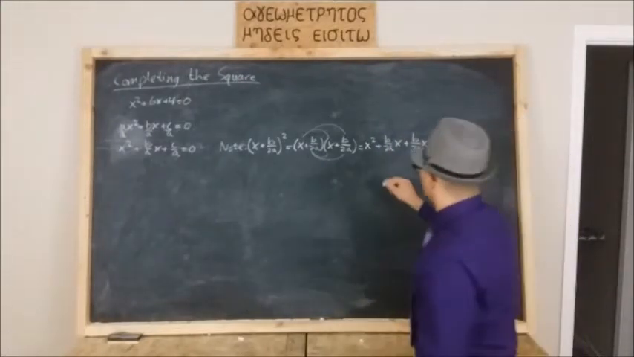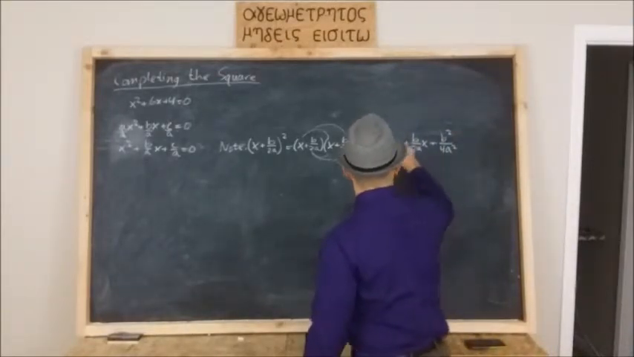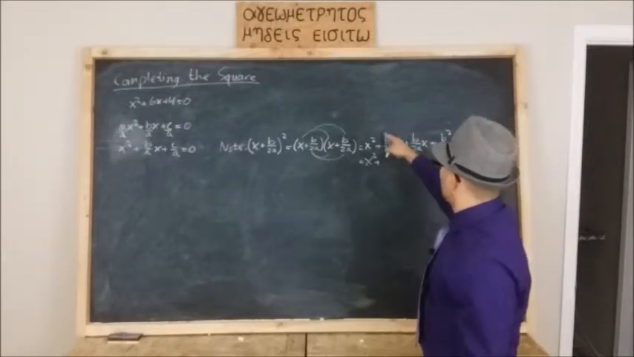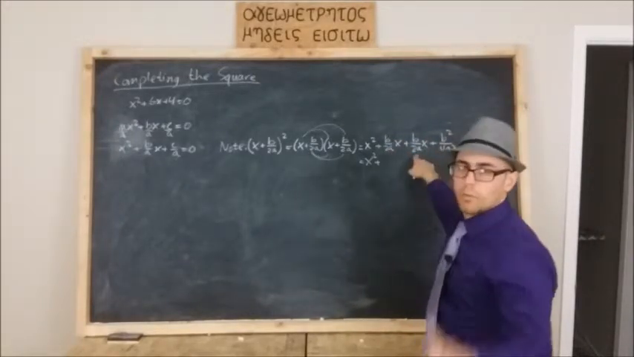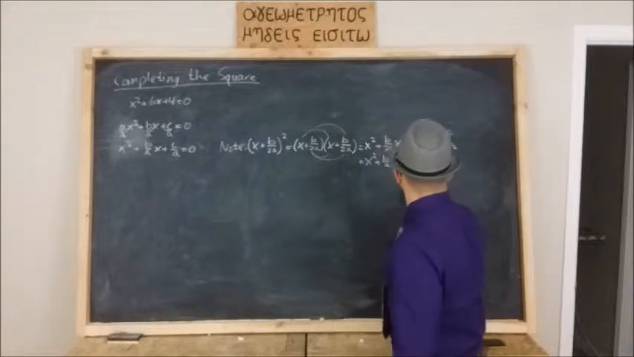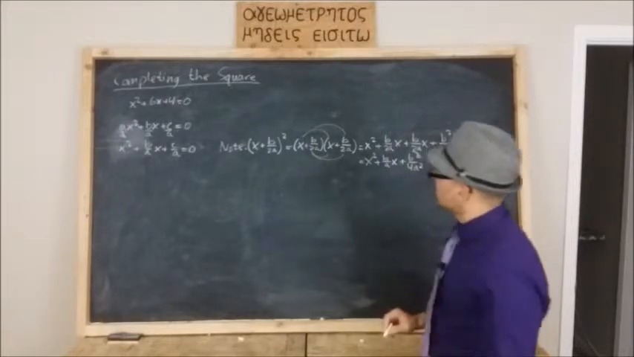Okay, I can combine like terms. That's going to be x squared plus, well, let's see, b over 2a plus b over 2a. 1/2 plus 1/2 is 1. So I'm going to have b over a x. And I'm going to have plus b squared over 4a squared. All right, so this is perfect.